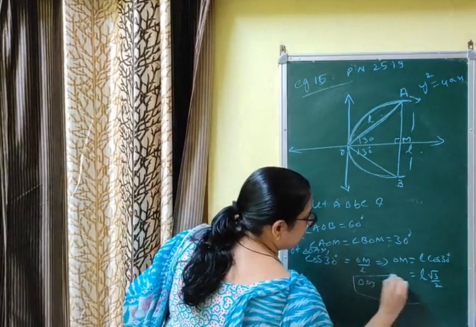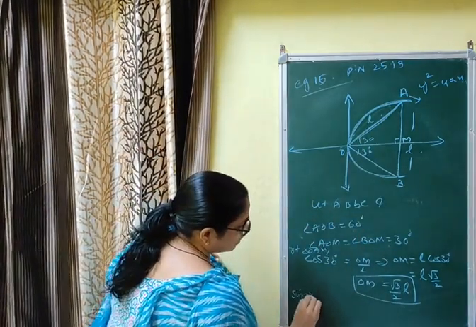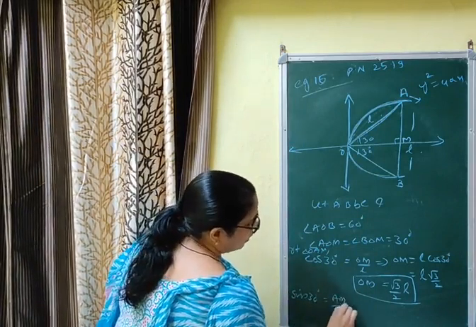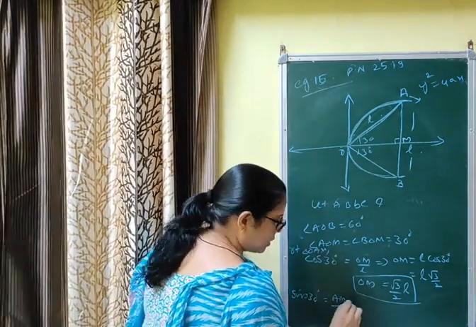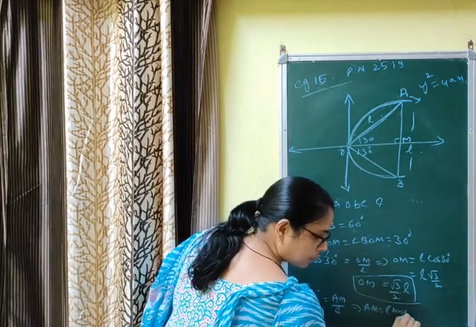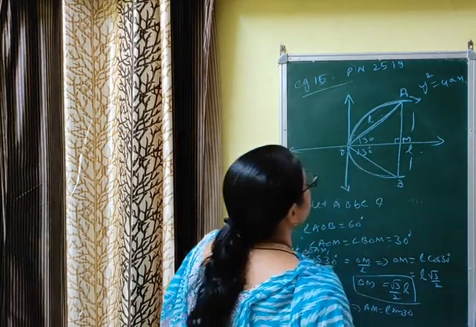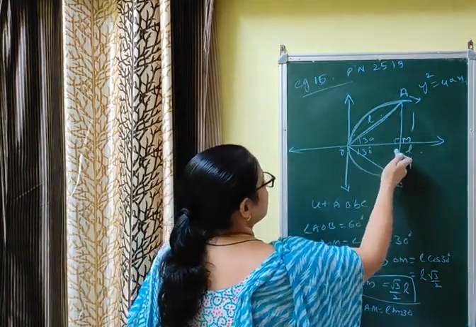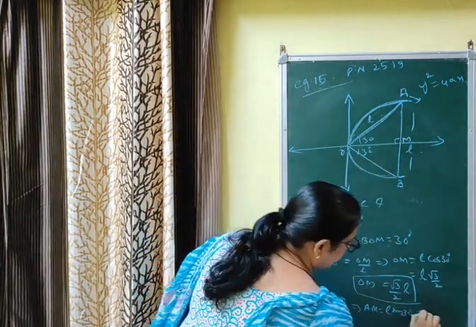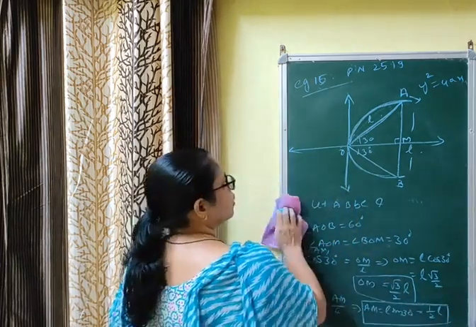Now that is the x coordinate. For the y coordinate, you have to take sine 30. Sine 30 is equal to AM by L, which implies AM is equal to L sine 30, that is half L. OM is the x coordinate, cos 30 is OM by L, and sin 30 is AM by L. This is the value of AM and OM.